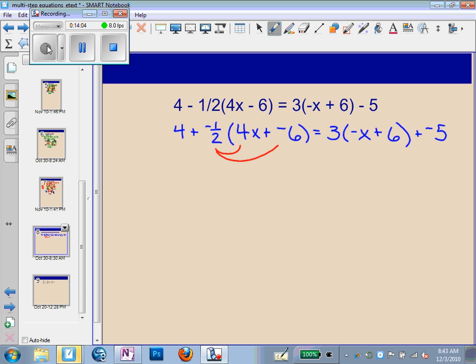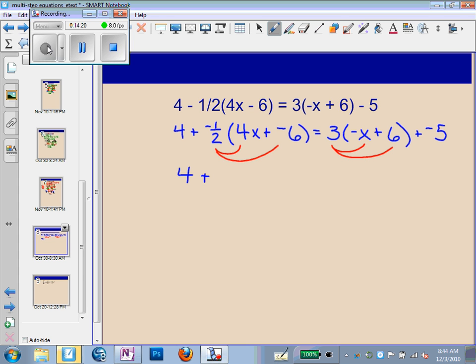On the left-hand side, I'm going to be multiplying negative 1/2 times everything in parentheses, and on the right-hand side, I'm going to be multiplying 3 times everything in parentheses. So on the left-hand side, I don't want to drop this 4. This is one thing the kids will do sometimes, is they'll drop that 4 at the beginning. So make sure that you keep copying that down as you do your steps.